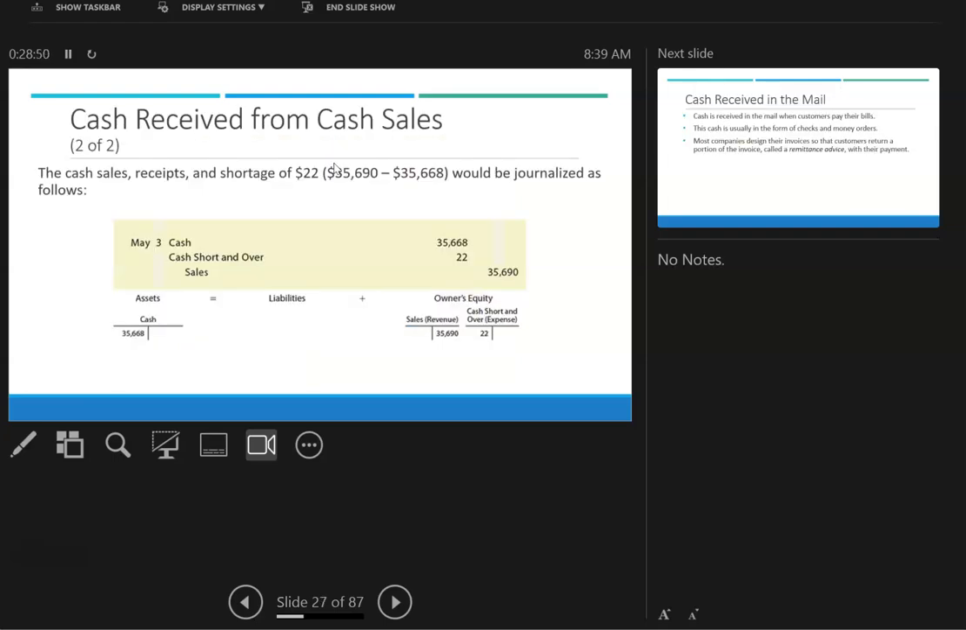The sales receipts and shortage of $22 would be journalized as a debit to cash for $35,668, a debit to cash over and short for $22, and we'd credit our sales for $35,690.